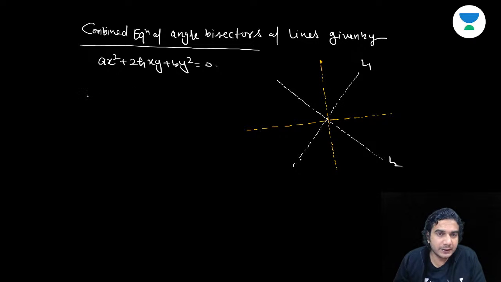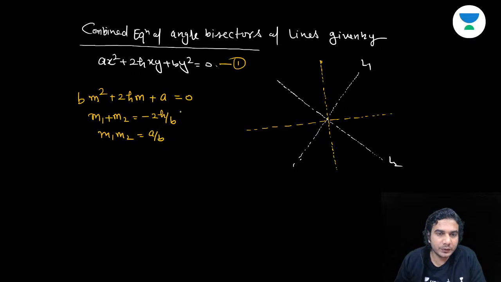Also the relation between the slopes of lines represented by equation number 1 is given by this quadratic, bm square plus 2hm plus a is equal to 0. So the relations are m1 plus m2, sum of the roots, is minus 2h upon b, and product of the roots m1 m2 is equal to a upon b. We are going to use these relations, relation number 2 and relation number 3.